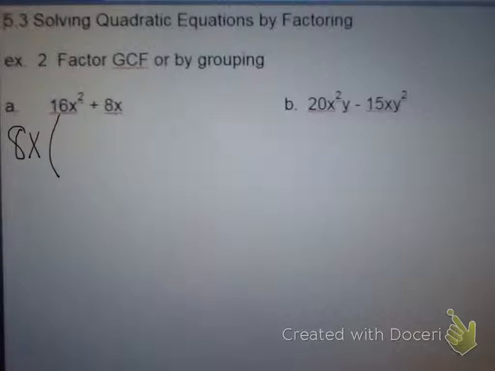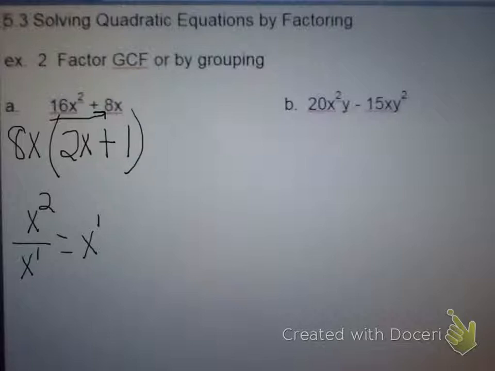After we pull it out, we divide the GCF into each term in the binomial. 8 goes into 16 two times, and x goes into x squared. What we should do is think of it as x squared divided by x to the 1 power. And when we divide variables, we subtract the exponents. 2 minus 1 is 1, so it's x to the 1 power, or you could just say x. That is a plus sign, bring down the plus sign, and 8x goes into 8x one time, so we put a 1 and close the parentheses.